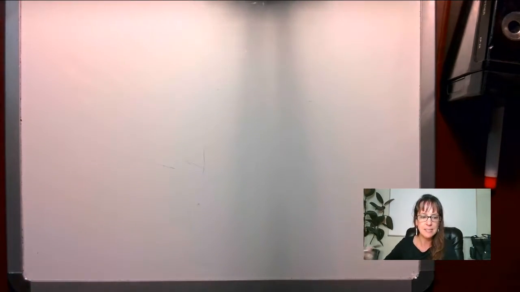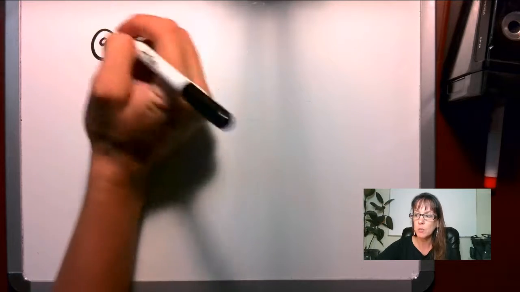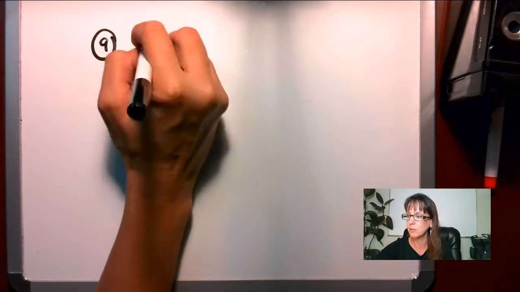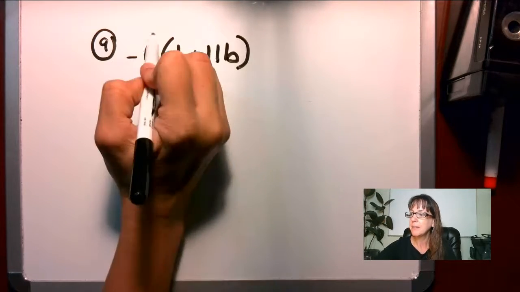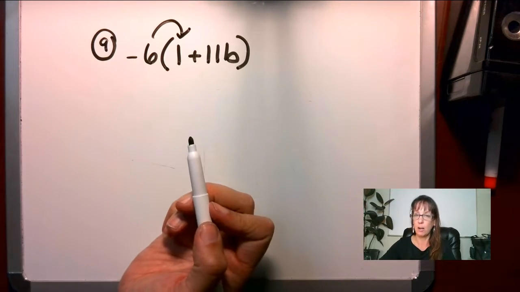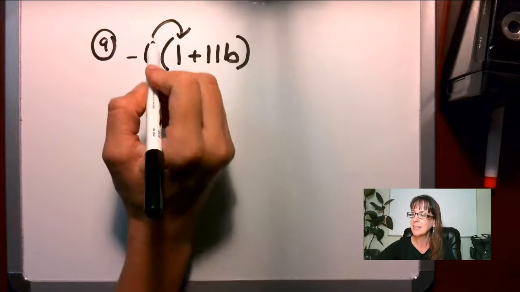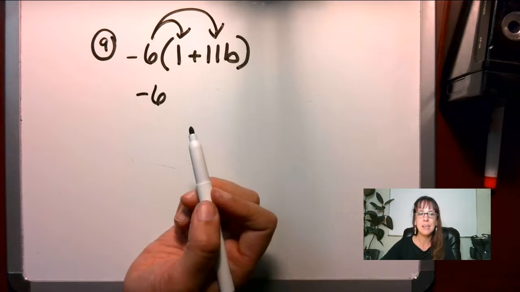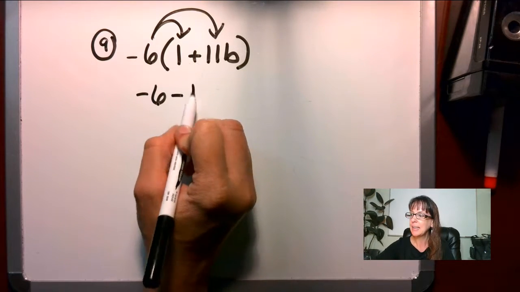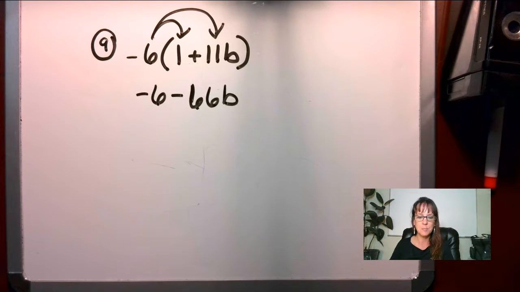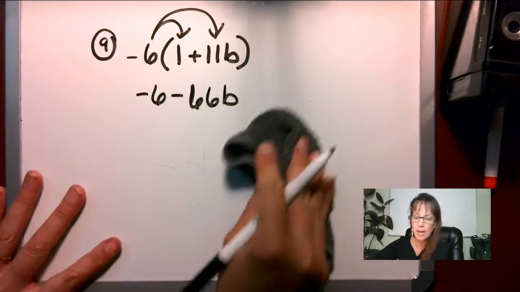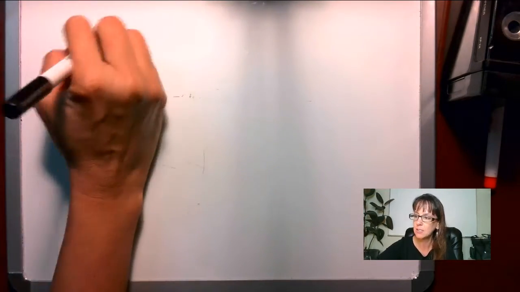Let's look at number 9. Like I said, I'm not going to do all of these, but I will send an answer key over at some point. Negative 6 times the quantity 1 plus 11b. Negative 6 times positive 1 is negative 6. Negative 6 times 11b is negative 66b. Okay, 66b. Why don't you go ahead and try number 10.